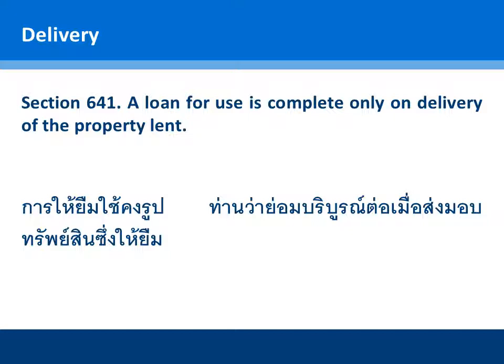Also, it must be noted that this contract can only be made if the property object of the loan for use is non-consumable property. It is property which cannot be consumed. I cannot borrow a bottle of wine because after I drink it, I cannot give it back to you. Similarly, I cannot borrow a sandwich. Otherwise, after I eat the sandwich, this would not allow me to give it back to you.